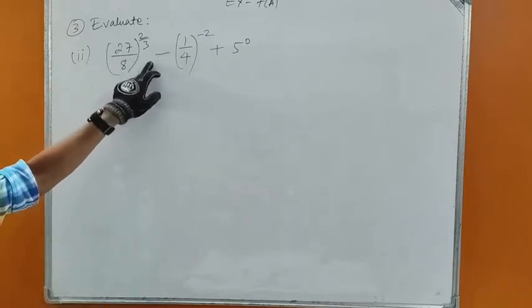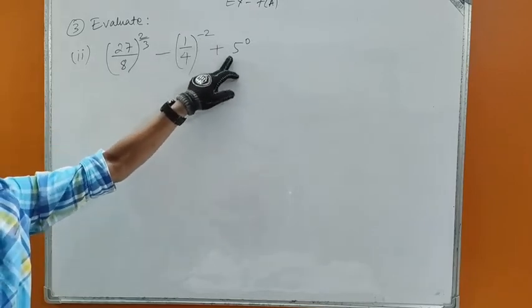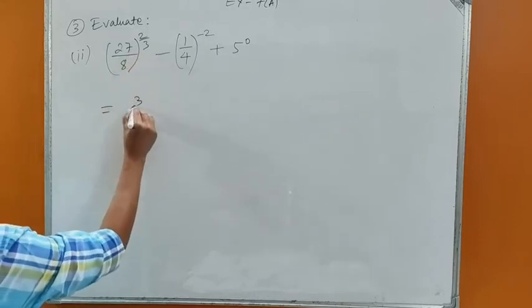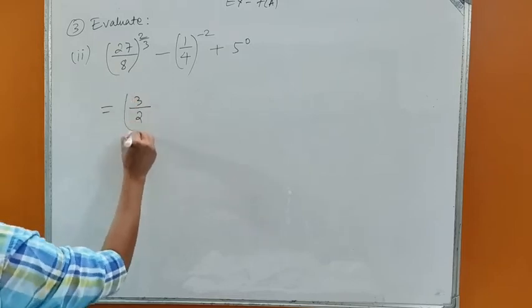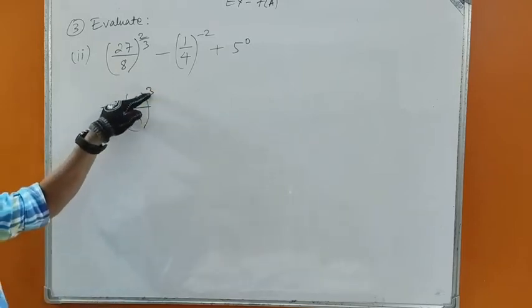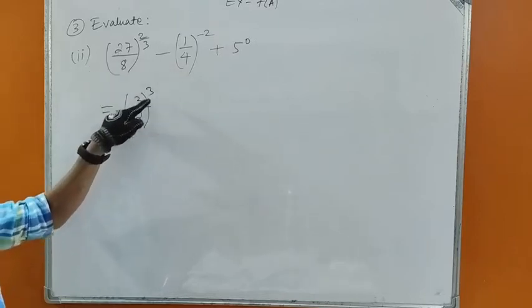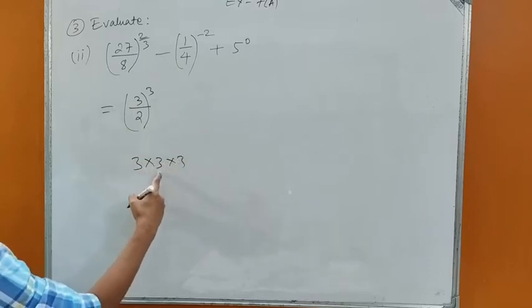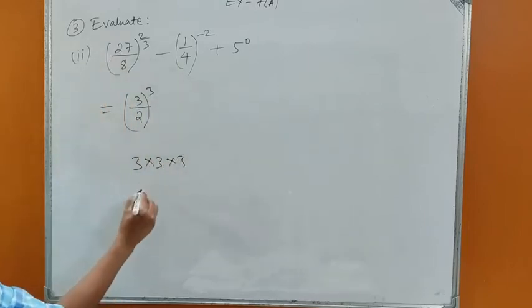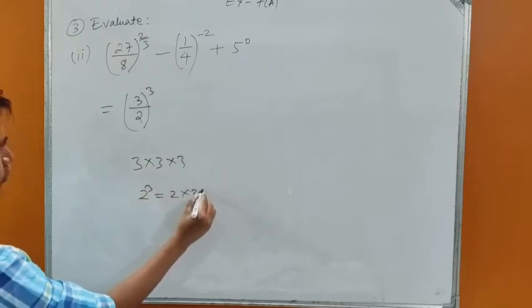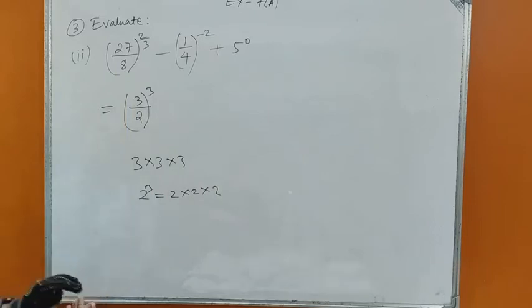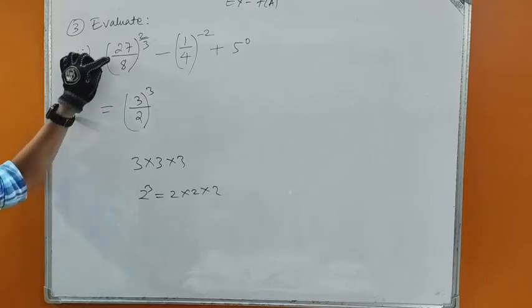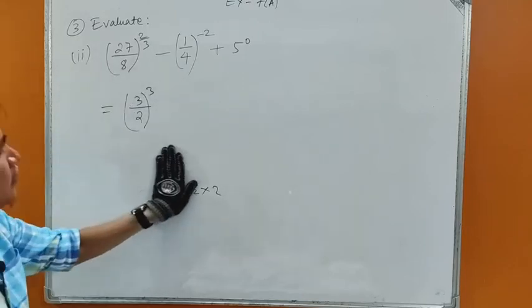27 upon 8 whole to the power 2 upon 3, minus 1 upon 4 whole to the power minus 2, plus 5 to the power 0, isn't it? So this 27 can be written as 3 and 8 can be written as 2 whole to the power 3, because 3 cube means 27, 3 3s are 9, 9 3s are 27, and 2 cube means 2 into 2 into 2, 2 2s are 4, 4 2s are 8. This cube is for both the numbers because both are within the bracket. So 27 upon 8 can be written as 3 upon 2 whole cubed.